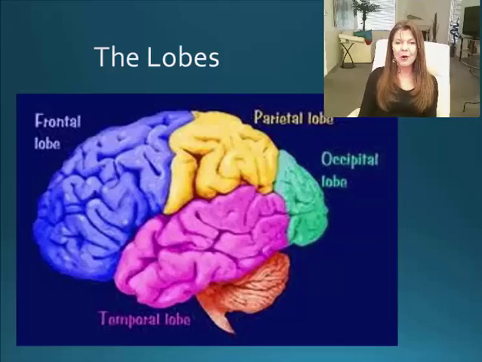Now the temporal lobe in pink is located on the lower sides of the brain. This lobe is involved in processing the rest of the senses. So auditory, hearing, olfactory, smell, and gustatory, taste. Damage to the temporal lobe can lead to problems with hearing, smelling, and tasting.